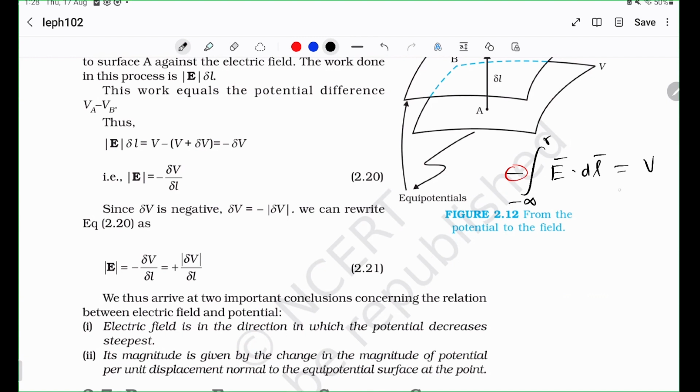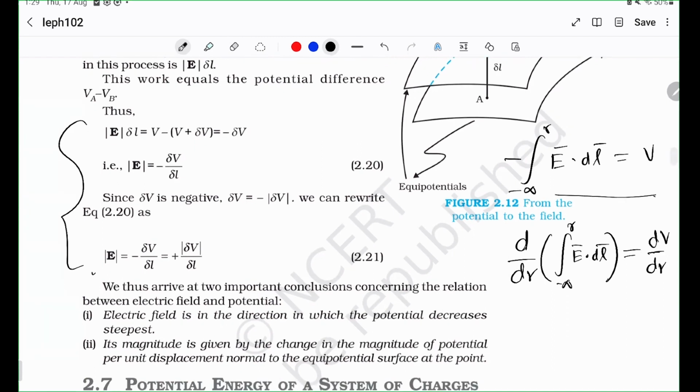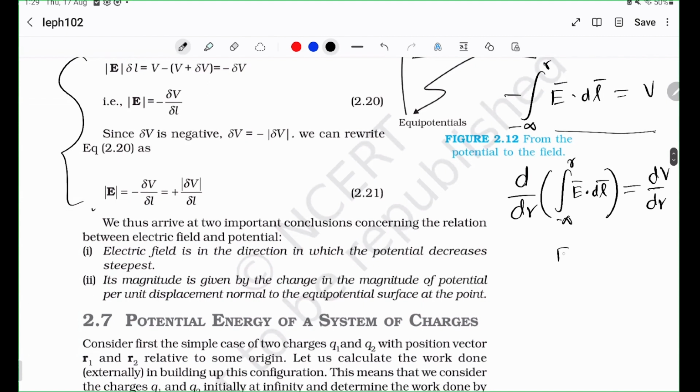So that is that. And I think you can differentiate both sides. See, this is a slightly more first principles derivation, but I think you can understand what I'm doing here. Look at this equation and differentiate both sides with respect to r. dV by dr, right? Do you know how to differentiate an integral? This simply happens to be E of r.